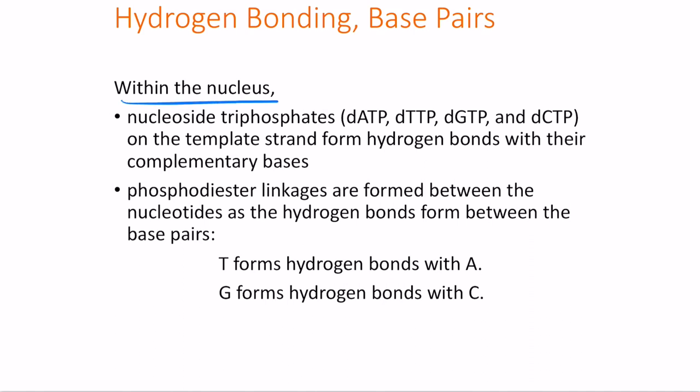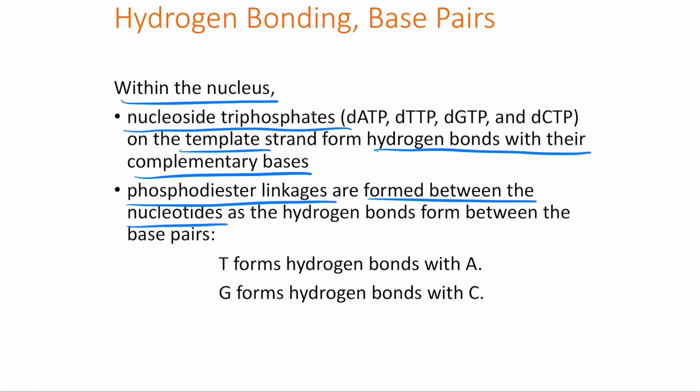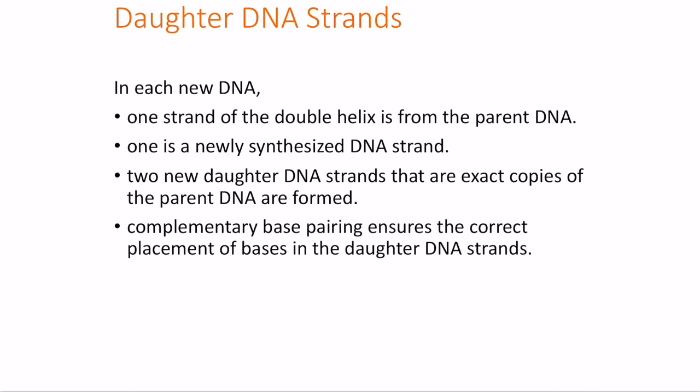So within the nucleus, you have nucleotide triphosphates that form hydrogen bonds with their complementary bases on the template strand. And the phosphodiester linkages are formed between the nucleotides as the hydrogen bonds form between the bases. Always remember that T forms hydrogen bonds with A and G forms hydrogen bonds with C. So in each new DNA strand, you will have one strand of the double helix from the parent DNA, and one is the newly synthesized DNA strand.